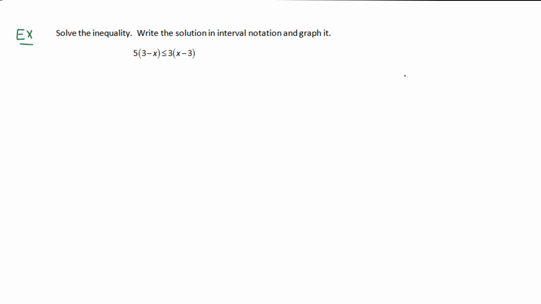In this tutorial, we're going to go ahead and solve an inequality. This inequality will be written just with one variable, not two variables. And we'll talk about how to graph that inequality and put that inequality solution in interval notation.